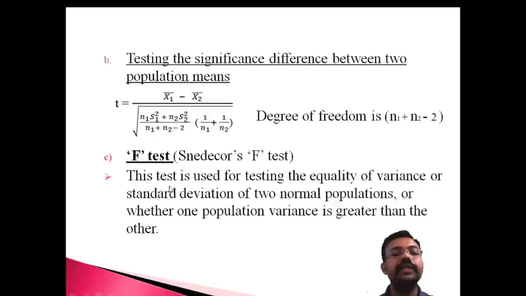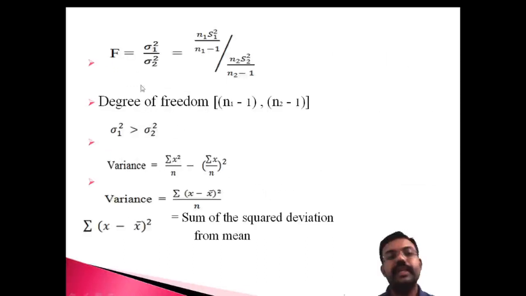And finally, the F test. This is an F test. Okay, and this test is mainly for checking the standard deviations and the variance. And this is the formula for the F test, and this is the representation, and this is the degree of freedom of the F test, and this is the formula regarding the variance.